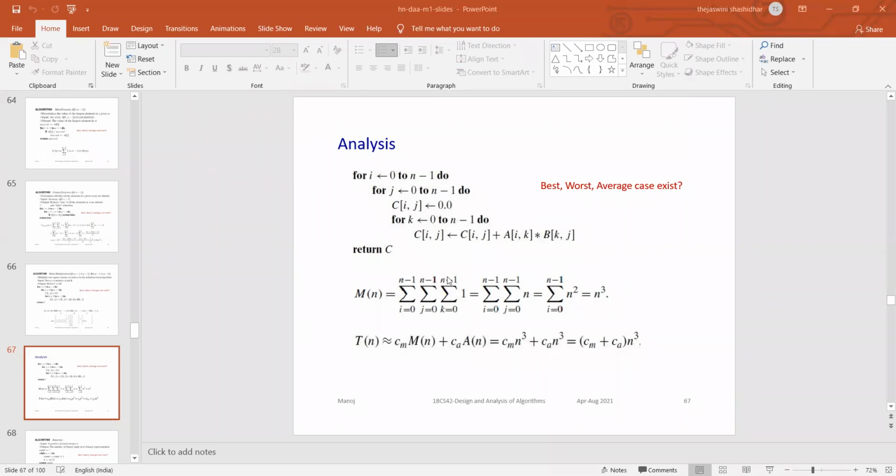So now you substitute. On substituting n minus 1 minus 0 plus 1, what will you get? For the k part, the upper limit is n minus 1, minus the lower limit 0, and what is the number? It is plus 1. So n minus 1 plus 1 will give you n.